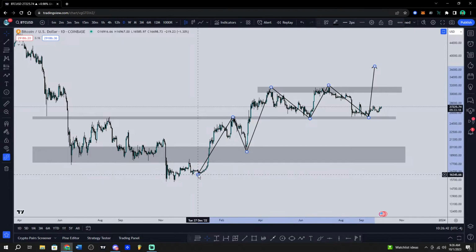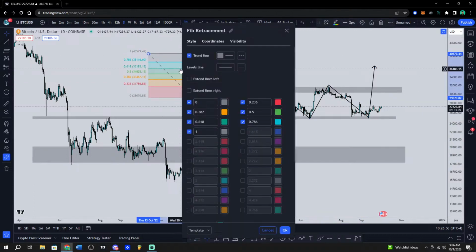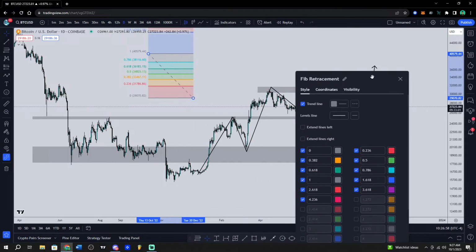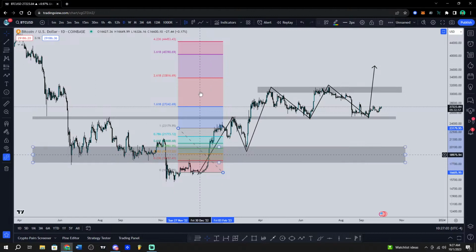So let me just break down Fibonacci real quick. So the Fibonacci retracement tool, let me go ahead and pull it out. Now, I have this altered. I took off the 1.618, the 2.618, the 3.618, the 4.236. I took all those off. I don't need all of this on here for what I'm teaching today, okay?